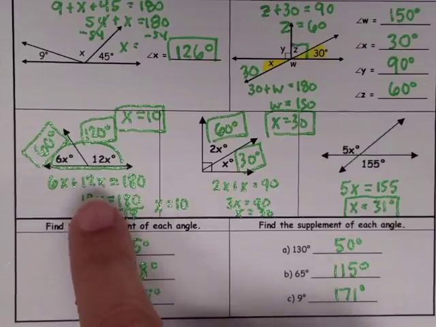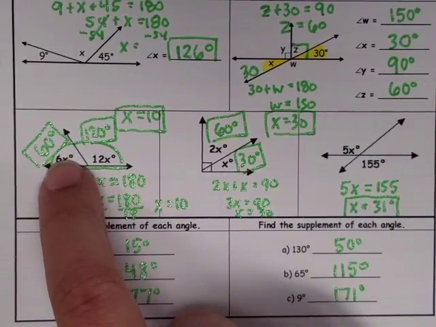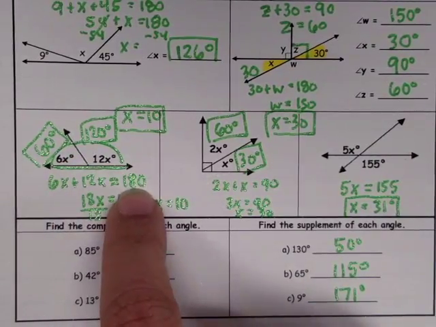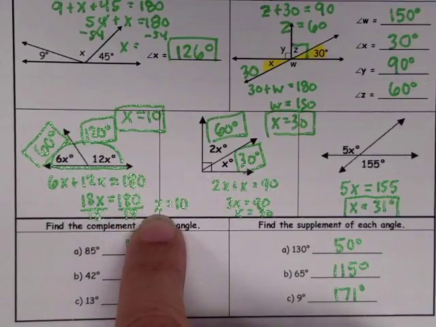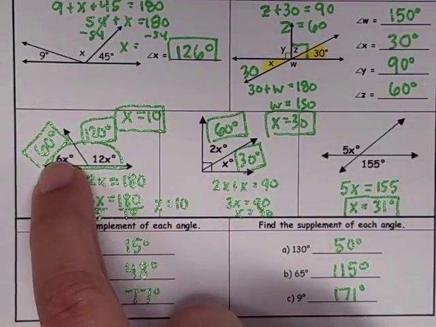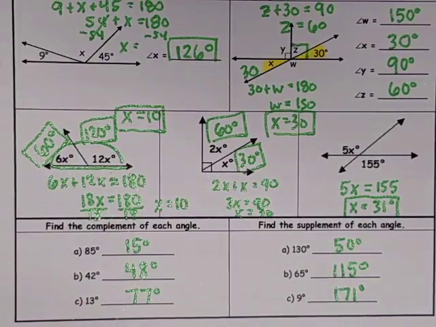All right. Down here, I know that 6x plus 12x gives me 180. So then that gives me 18x equals 180, which gives me x is 10. So if x is 10, then this has to be 60, and that has to be 120.